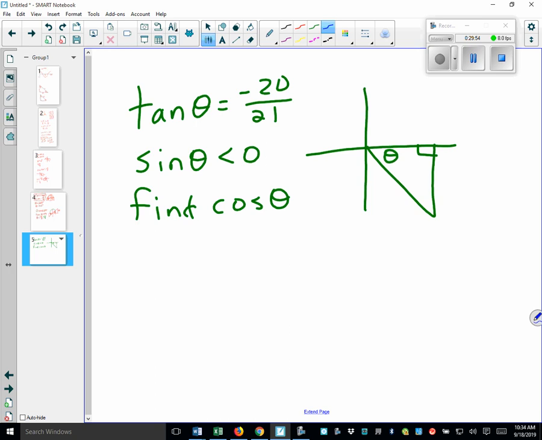Tangent is opposite over adjacent. Which one is negative? 20. Opposite. What is my hypotenuse? 29. Yeah. And we got that. So what's the cosine of theta? You already did it.